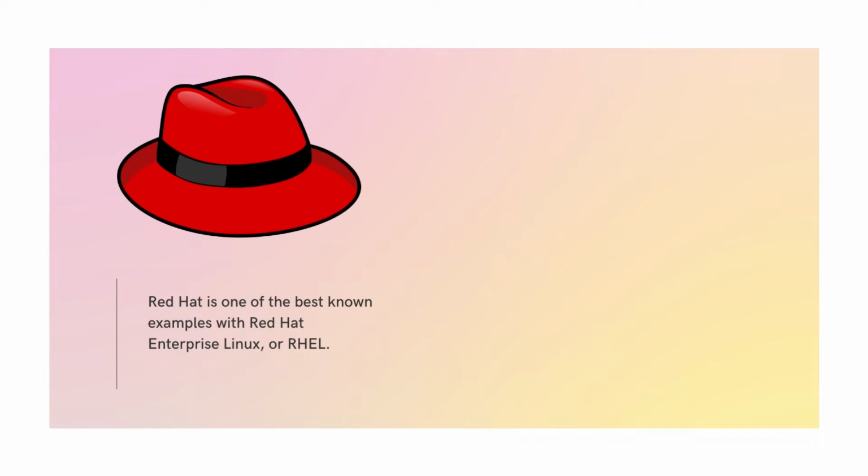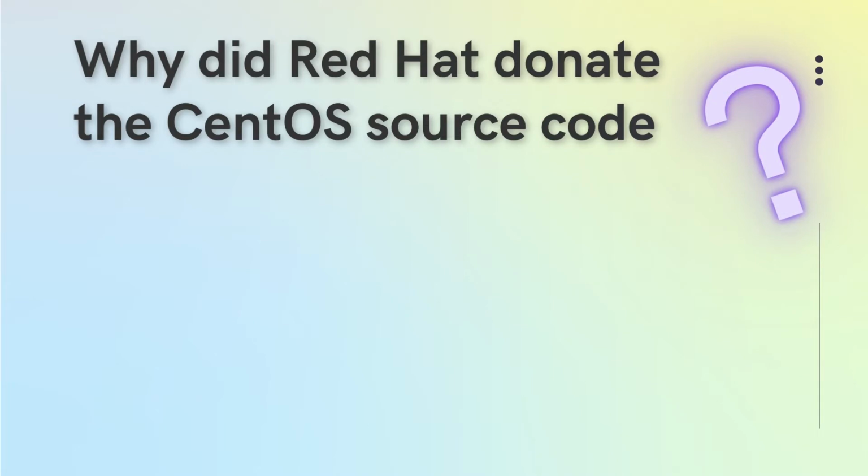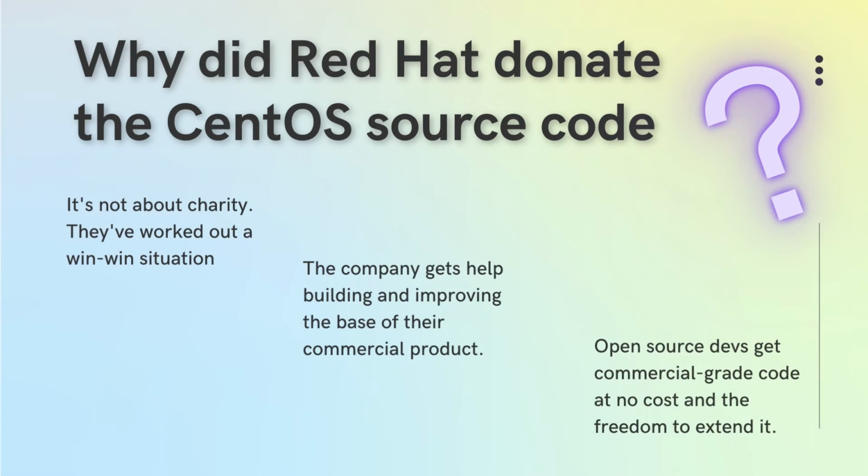Red Hat is one of the best examples with Red Hat Enterprise Linux or RHEL. But Red Hat has an open source counterpart called CentOS. It is the free version of Red Hat. So why did Red Hat donate the CentOS source code to an open source community? It is not about charity. Like a lot of for profit companies, they have worked out a win win situation. On one hand, the company gets help building and improving the base of their commercial product. On the other hand, open source devs get commercial grade code at no cost and the freedom to extend it.